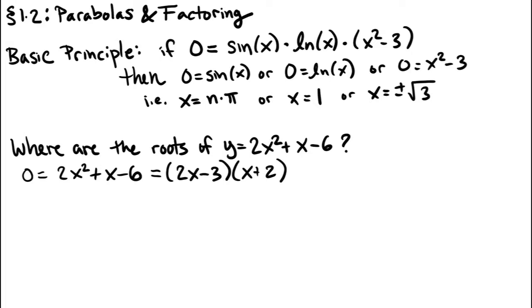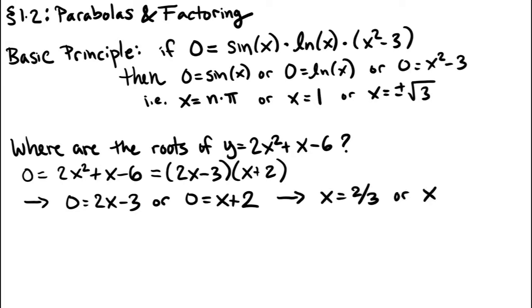Now that we have these 2 factors, we set each of those equal to 0. These linear equations are much easier to solve, and we see that either x equals 2/3 or x is negative 2.